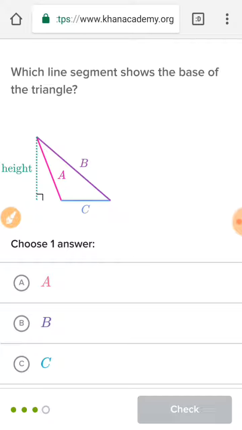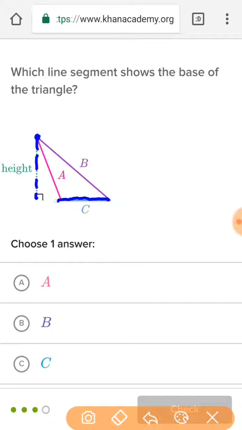And then one more time. The line segment shows the base of the triangle. Which line segment shows the base? And so if the height is right here, because the height is always going to come off of one of the points and be perpendicular to the base, that means that the base would have to be this distance here, because if you imagine that the line continued, it would be there, so it would have to be C.